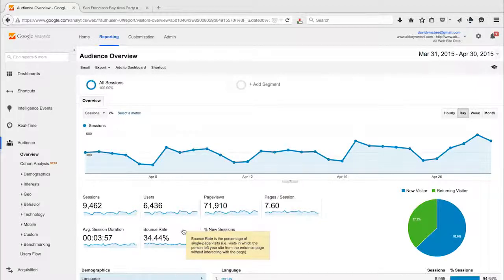Bounce rate is the percentage of single page visits. In other words, the person left your site without interacting with the page. In last week's newsletter, I addressed bounce rates. Studies show that the average bounce rate is somewhere between 40 and 60%, and that traffic from mobile sources tends to be around 10% higher than desktop.